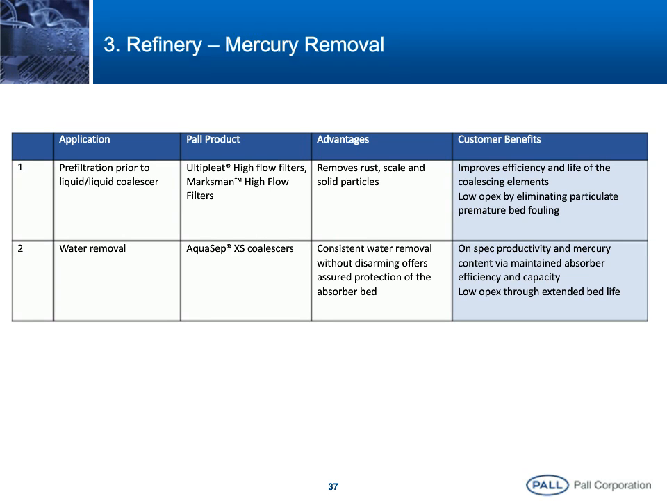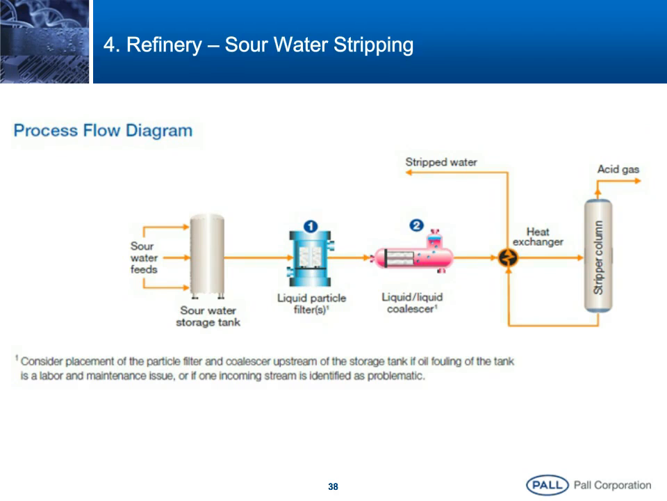Sour water stripping is a very important process to handle a waste stream in the refinery. We've got sour water coming from many of the unit operations, atmospheric distillation, coking units, acid gas treatment units, and others, all producing sour water, typically collected in a centralized location. Here we can see a sour water storage tank that's feeding a heat exchanger and stripper column.